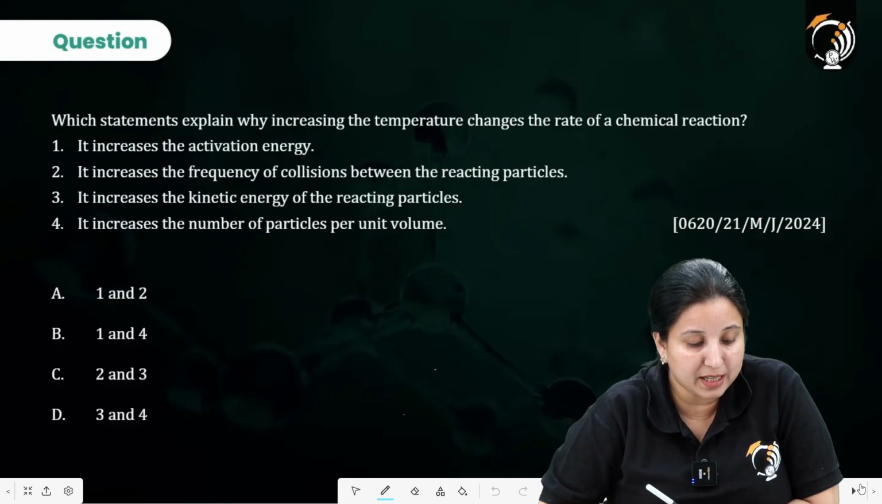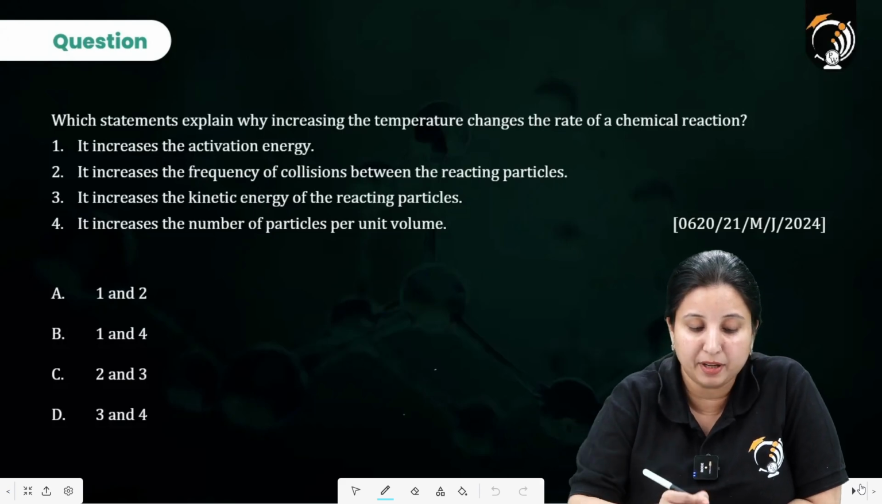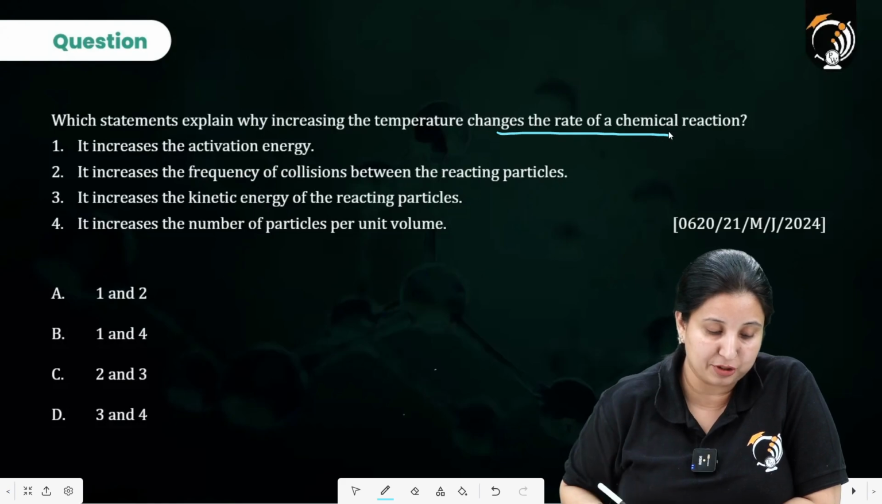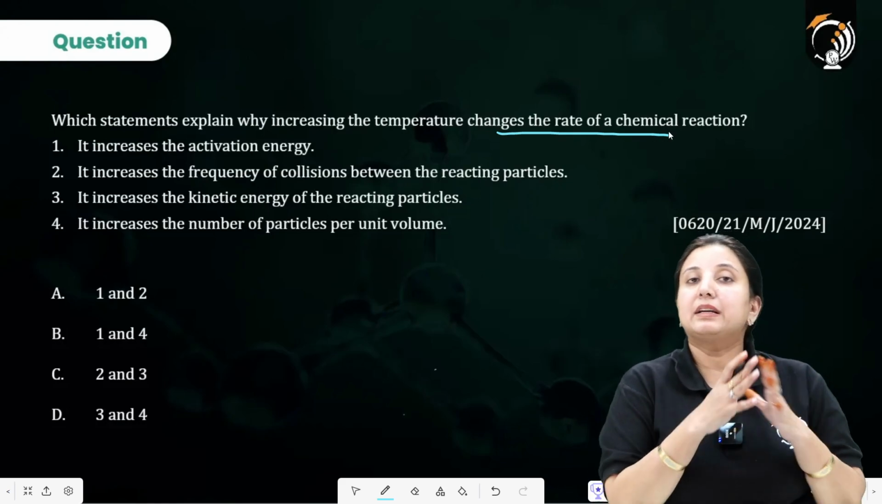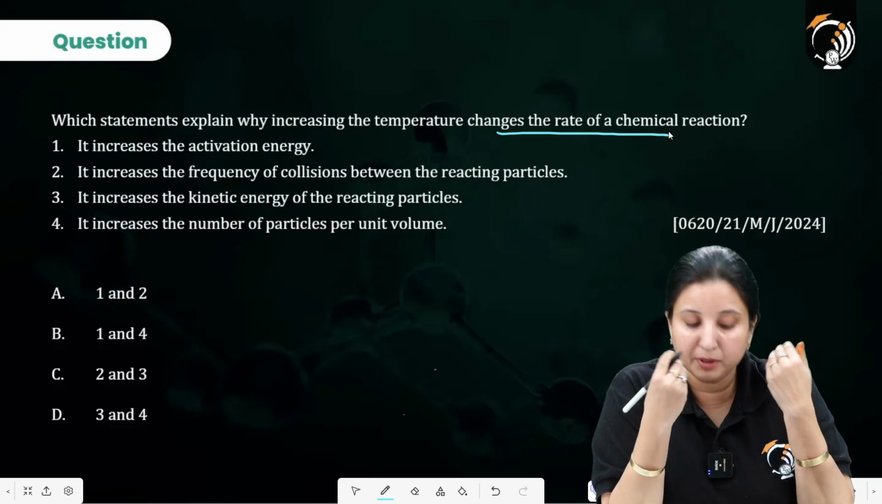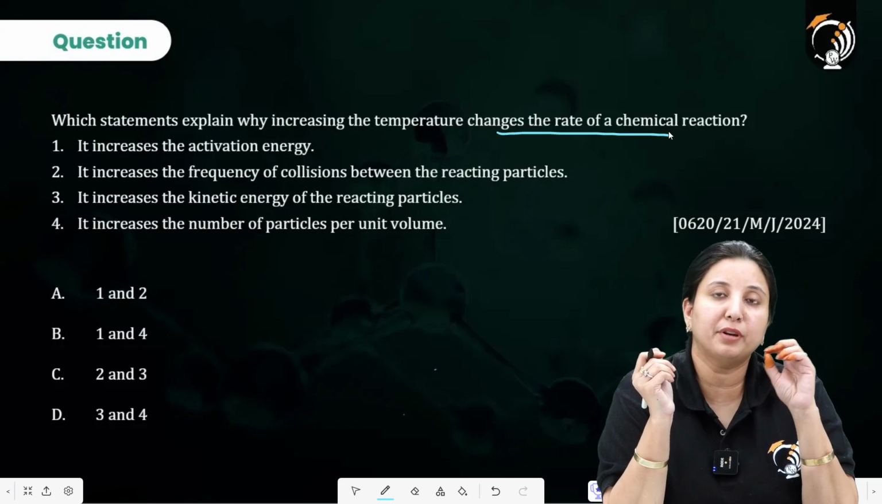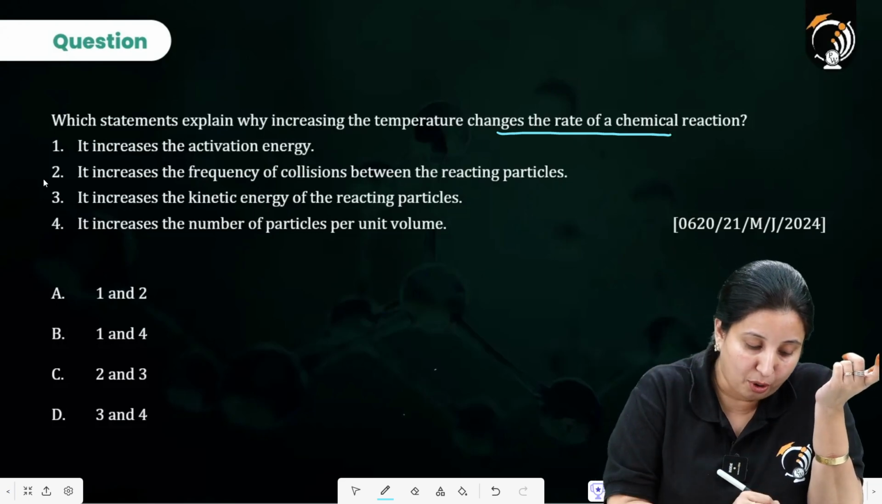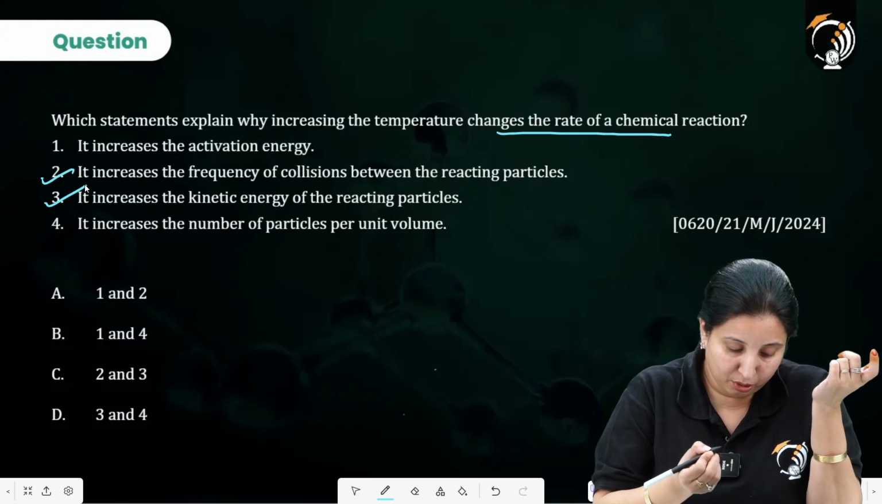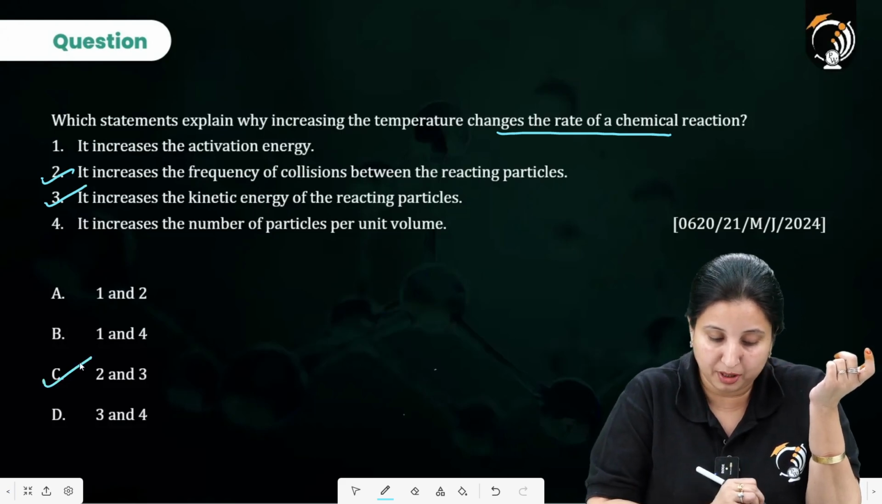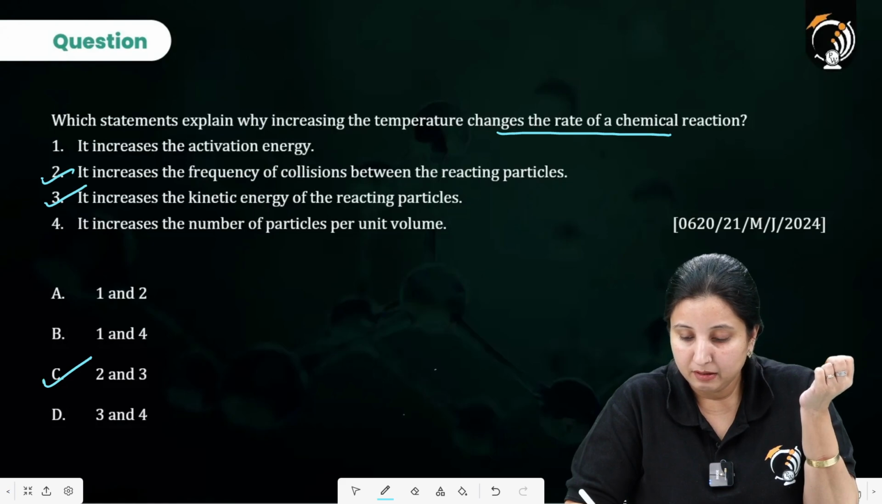Next is, which statements explain why increasing the temperature changes the rate of chemical reaction? Now, if you are going to increase the temperature, what is going to happen? There will be more kinetic energy. When there is more kinetic energy, the collision frequency is going to be more. So, options 2 and 3 are correct over here. So, option C is going to be the answer.